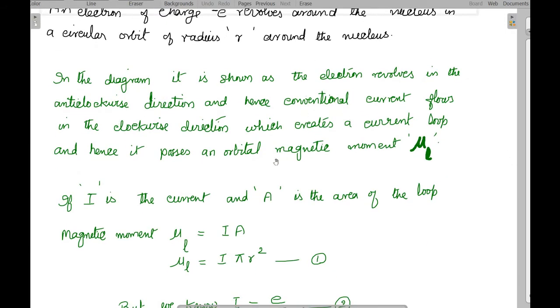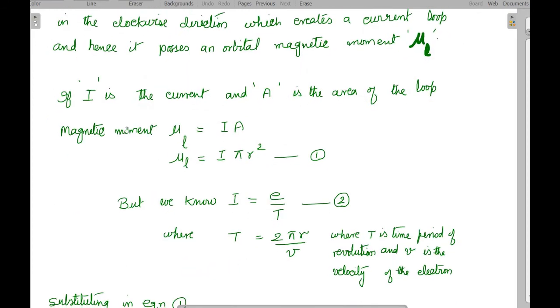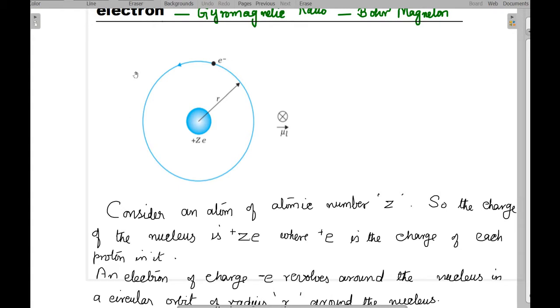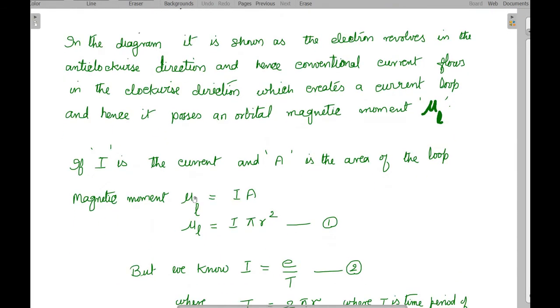Now, the orbital magnetic moment of the electron is represented by the symbol mu L. If I is the current and A is the area of the loop, through this a current I is flowing in the clockwise direction and this loop is having area A. Then the orbital magnetic moment mu L is equal to I into A. Since r is the radius of the circular loop, mu L equals I into pi r square.